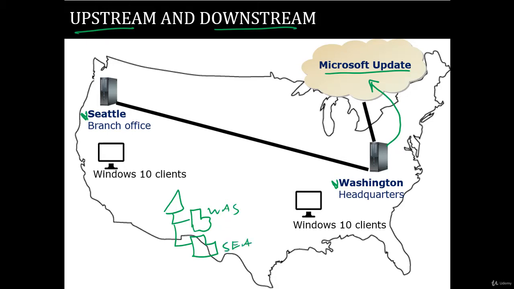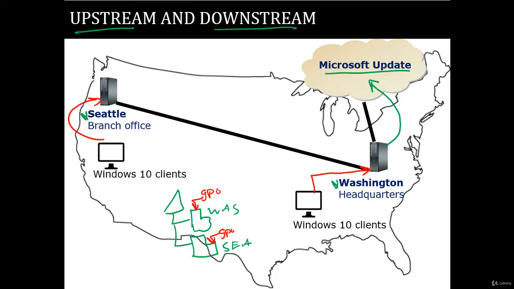I would configure a GPO that applies to Washington. That GPO defines this WSUS server. So all my client computers in Washington, they process the GPO, and they know this is their WSUS server. In Seattle, I'll create another GPO. That GPO defines the Seattle WSUS. So all these client computers know that's their WSUS server.